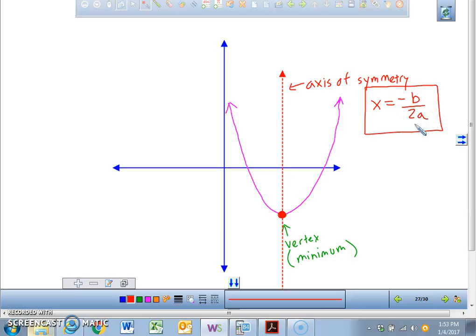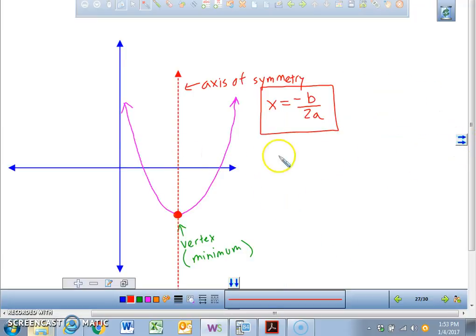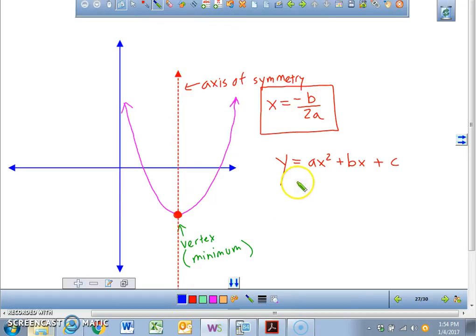Now this formula only works if you have a quadratic equation or a quadratic function in this form. Ready? Right? y equals ax squared plus bx plus c. We have 3 terms, everybody. We have this leading term. We have a middle term. We have a term here at the end.